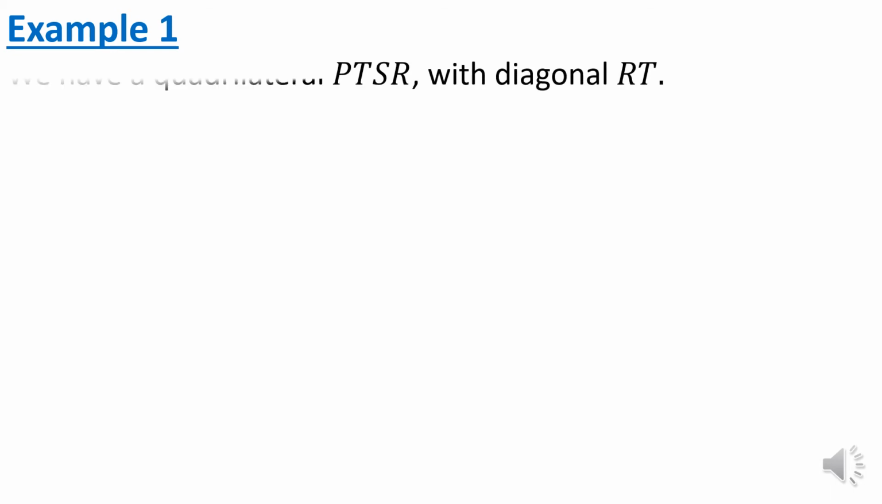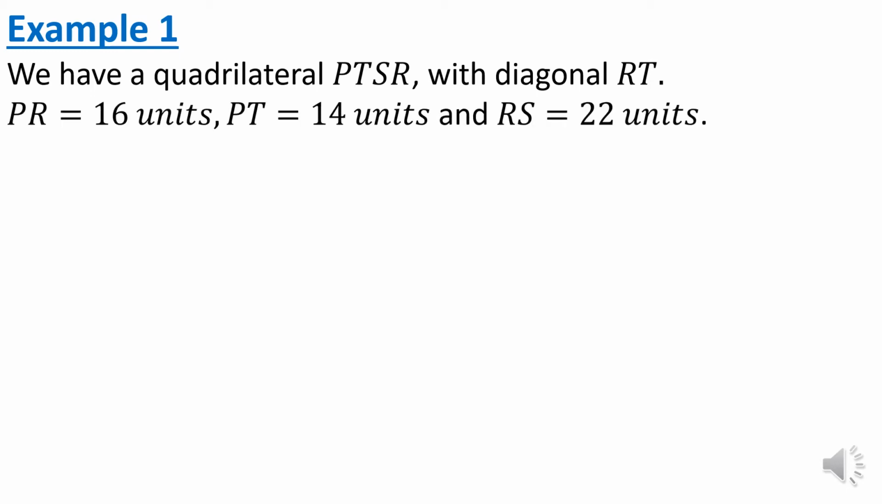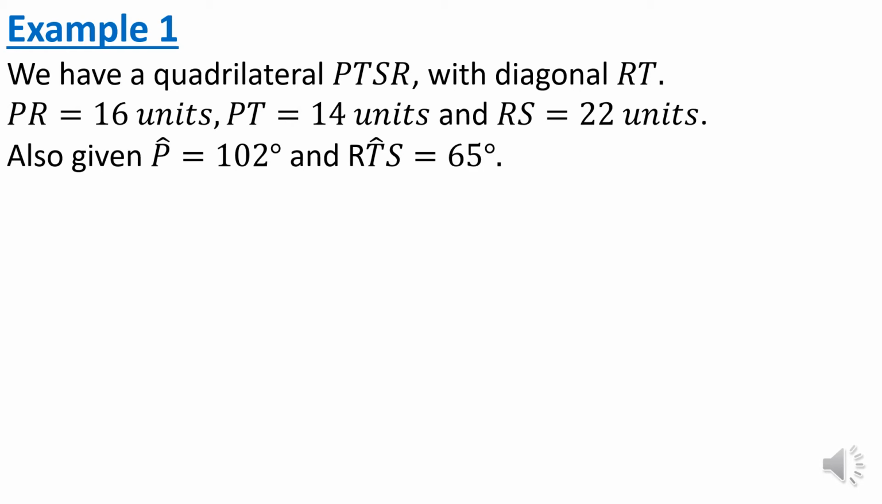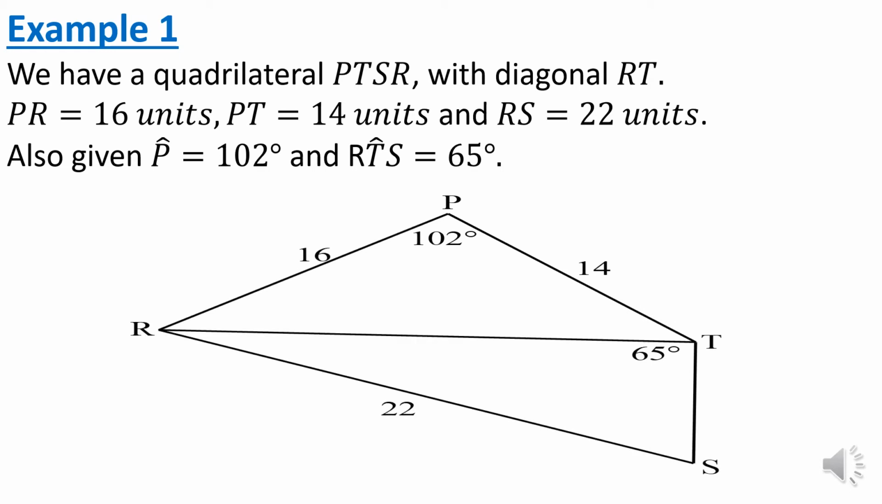Let's look at our first example. We have a quadrilateral PTSR with diagonal RT. PR is equal to 16 units, PT is equal to 14 units, and RS is equal to 22 units. We are also given the angle of P, which is equal to 102 degrees, and the angle of RTS, which is equal to 65 degrees. Let's see how our diagram actually looks.